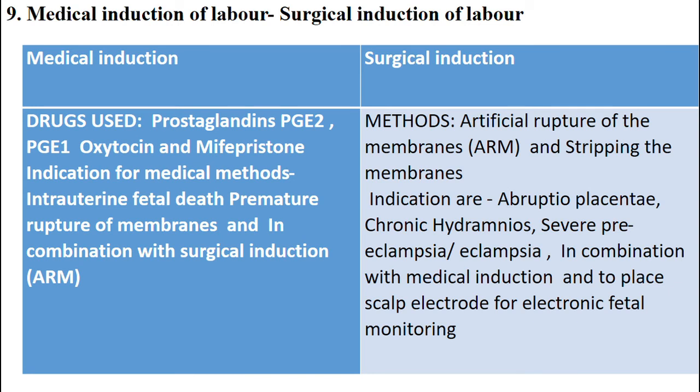The difference between medical induction and surgical induction. In medical induction, the drugs which we use are prostaglandin, oxytocin, mifepristone. Indications for medical methods are intrauterine death, premature rupture of membrane, and it can also be done in association with surgical induction. Surgical induction includes the artificial rupture of membrane and stripping of membrane. The indications include abruptio placenta, chronic hydramnios, severe preeclampsia and eclampsia, and it can also be used in combination with medical induction.